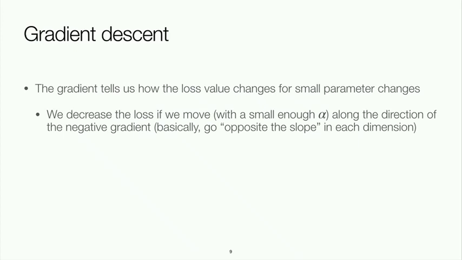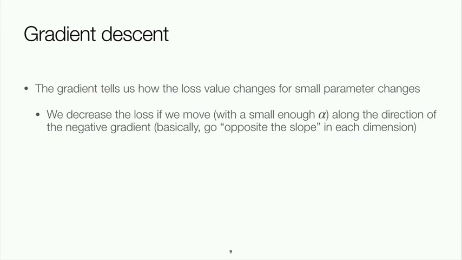But the following statement is true. We decrease the loss if we move with a small enough step size, with a small enough alpha, along the direction of the negative gradient. The way to think about this is we're going opposite the slope in every dimension, because we could have multiple dimensions of theta, right? So if it's a loss function that we're trying to minimize, going in that negative gradient direction, moving downhill, if you will, is going to bring us closer and closer to the minimum that we're trying to find. The opposite is true if we're doing a maximization.